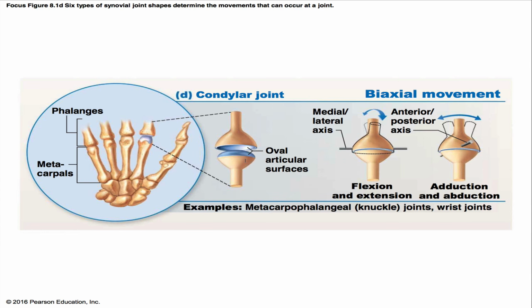Now, this is an example of a condylar joint over here, and what we see over here is that both articulating bones are oval in their surfaces. So in this picture, this is an example of the metacarpophalangeal joint or the knuckle joint, and what we see here is that we end up getting biaxial movement. One movement allows for flexion and extension to take place, and that's going to be along the medial lateral axis. And along the anterior posterior axis, we get abduction and adduction taking place in this condylar joint.